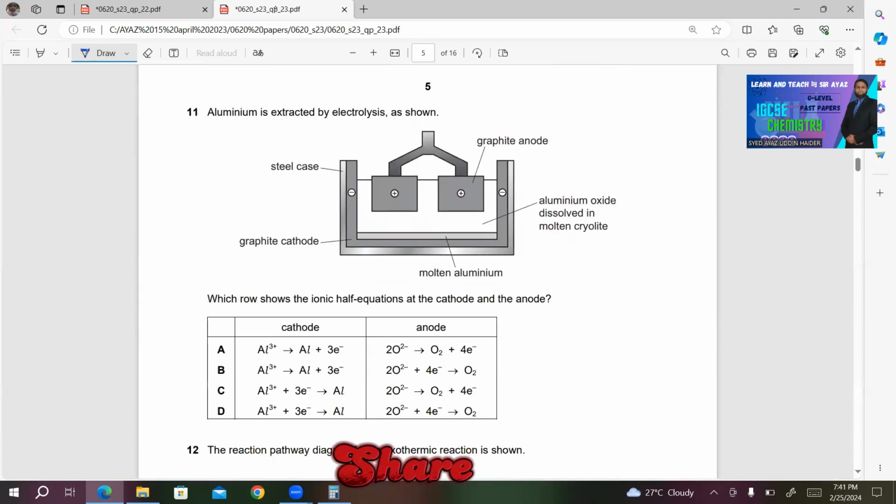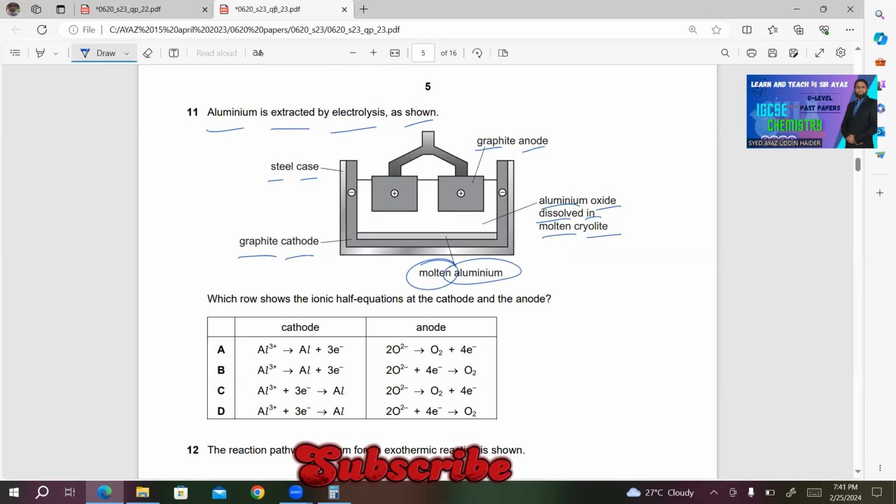MCQ number 11, aluminium is extracted by electrolysis as shown. You see a graphite anode, you have a steel case, you have a graphite cathode, you have aluminium oxide dissolved in molten cryolite, and then we are getting molten aluminium. Which row shows the ionic half equations at the cathode and at the anode?